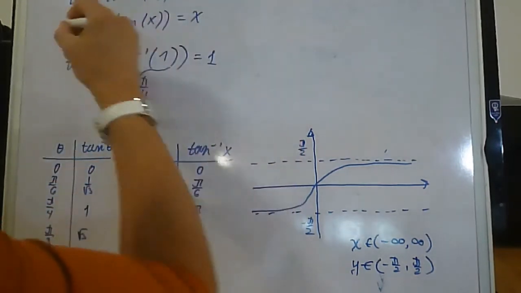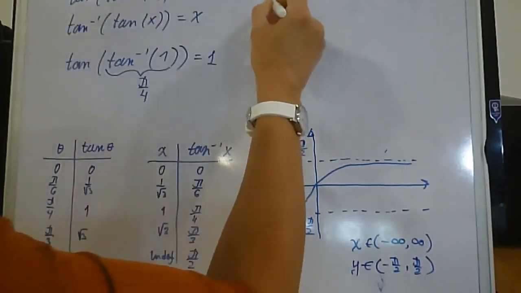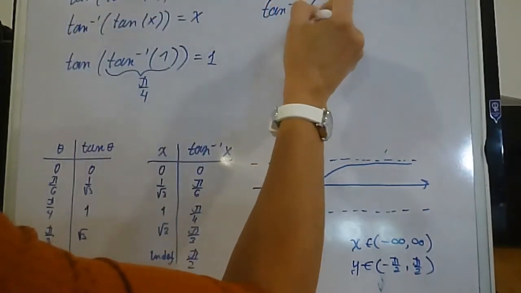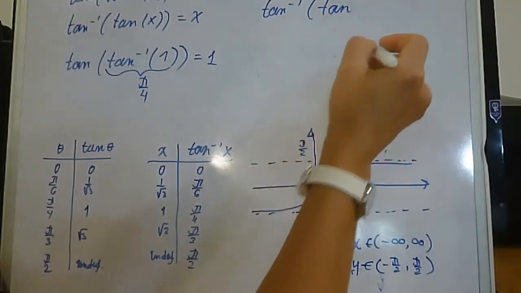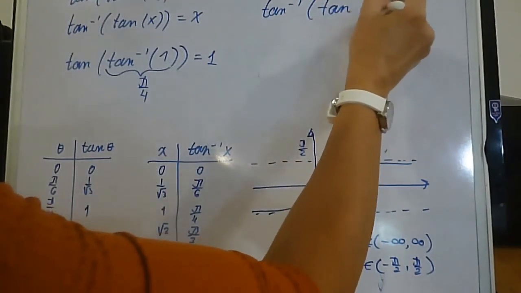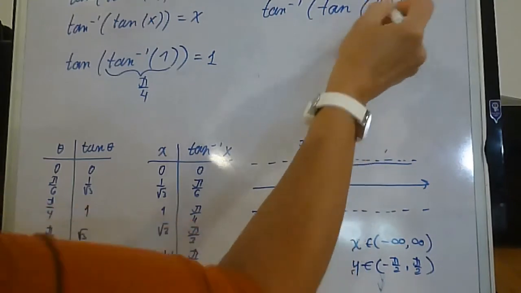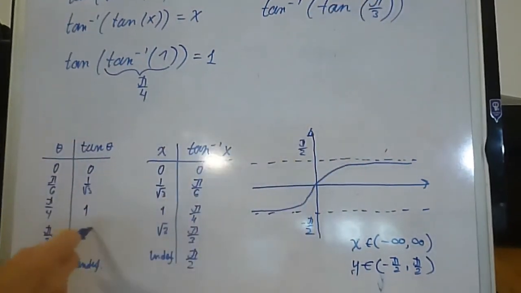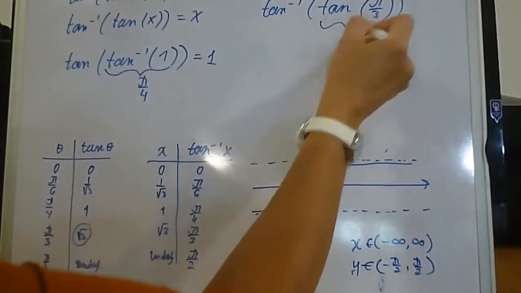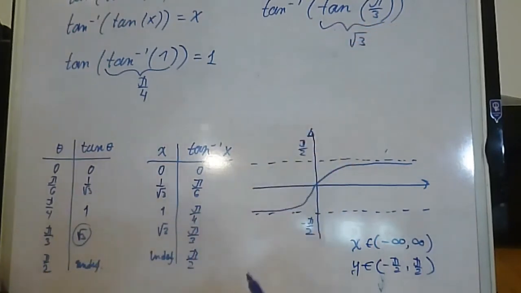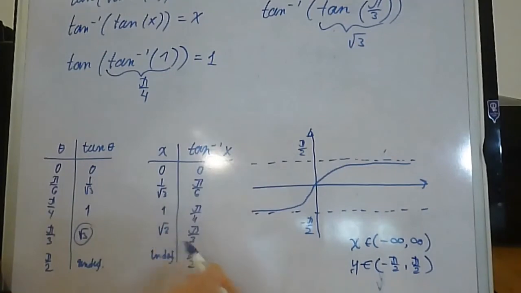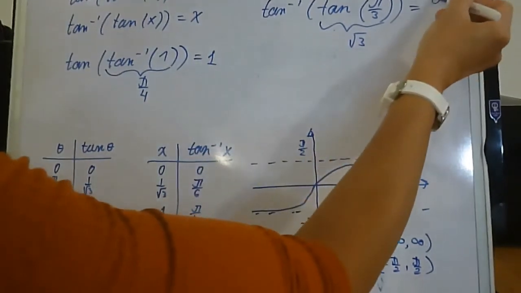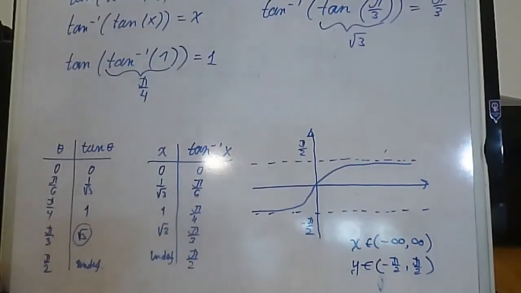Let's do an example of this cancellation. Tangent inverse of tangent. Well, let's imagine that we have a tangent of pi over 3 here. So what is tangent of pi over 3? Tangent of pi over 3 equals the square root of 3. Tangent inverse of square root of 3 is pi over 3. And we're getting it back.